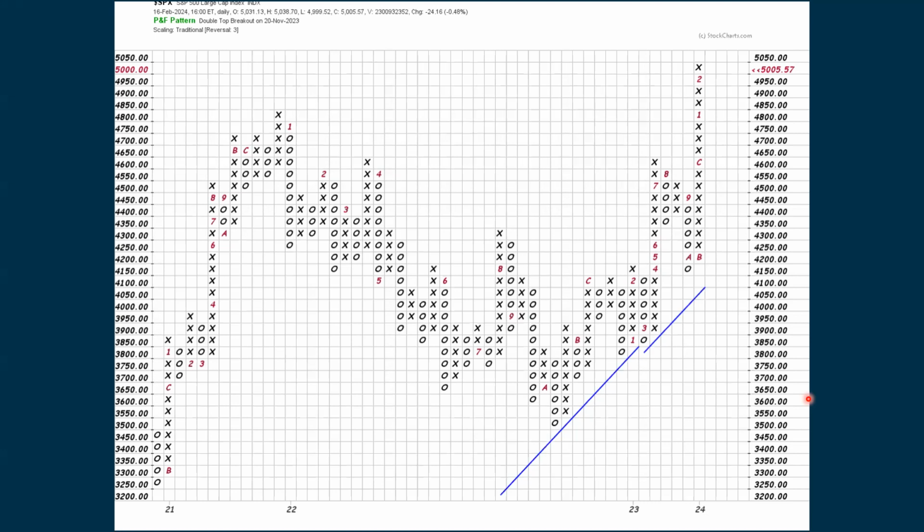This just measures price movement, whether it takes an hour or a year for price to move. If we go up, that produces an X. If we go down, that produces an O. And we haven't seen anything new drawn in here recently, but there are some signals that are generated from this chart. We had a double top breakout on November 20th. And that was the last signal, and that's a positive signal. And right now, since we have the trend lines underneath here, this chart is still looking positive.